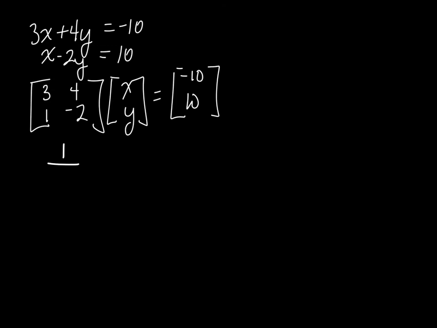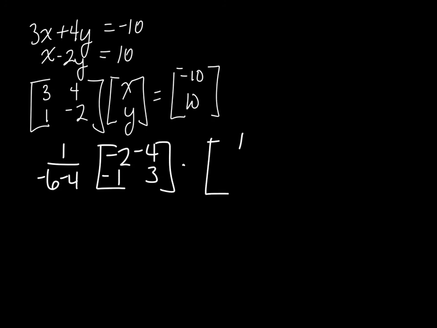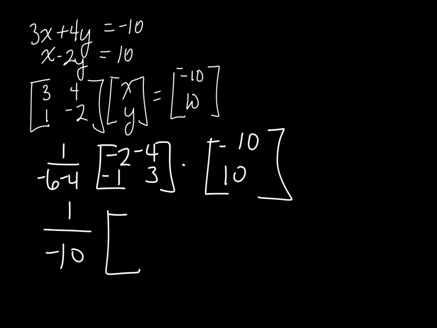So 3 times negative 2 minus 4 times 1. And then we've got our change-signs number. And we're going to take that times our negative 10, 10. That's all we really need to get the answer. So I've got negative 1 over 10 times.